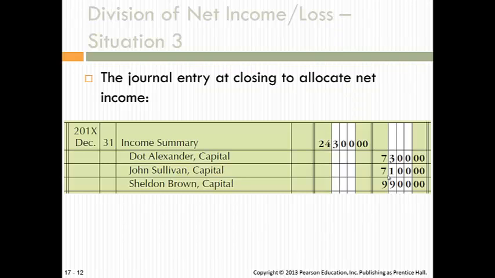Now we can journalize the entry. We debit the entire amount of net income to income summary and credit each individual capital amount or account with the amounts we calculated.